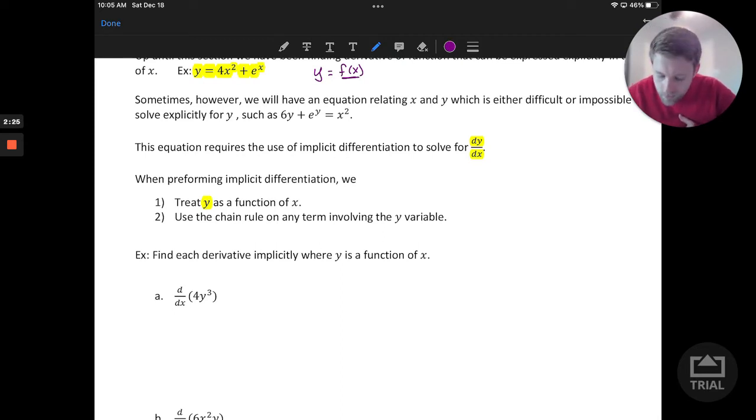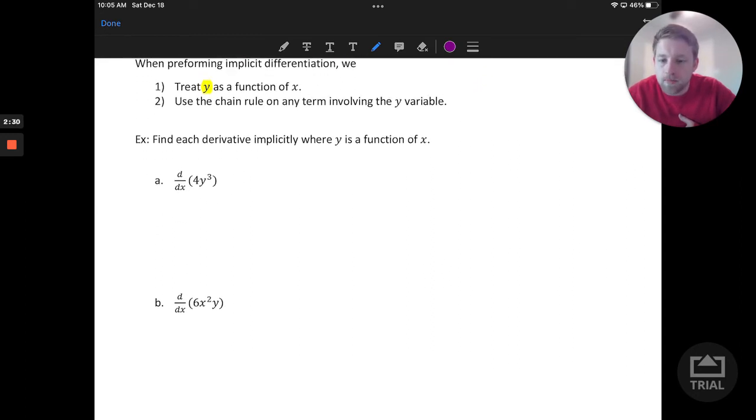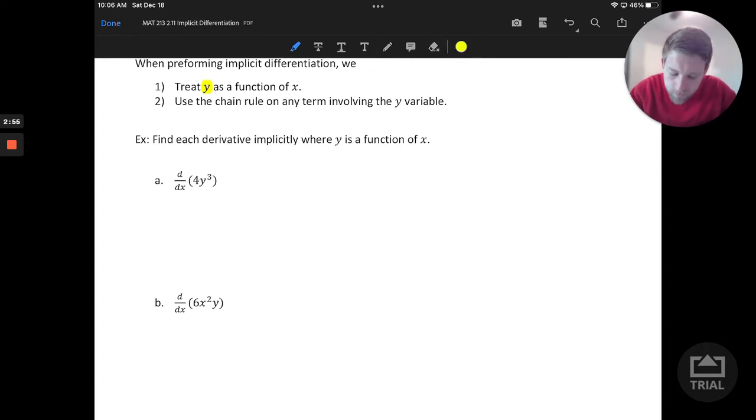So let's go ahead and consider our first few terms here. We want to find each derivative implicitly, where y is again a function of x. The first one: we want to take the derivative with respect to x of 4y cubed. Notice that we are taking the derivative of a y term, but we're taking the derivative with respect to x. This is kind of a new thing for us.